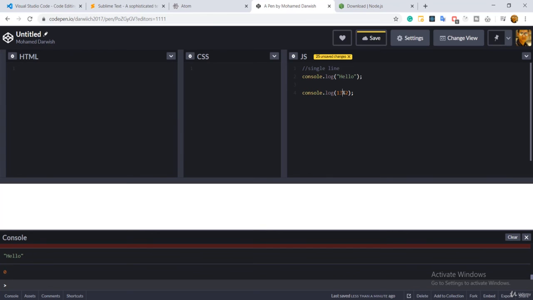Look at that, 13 % 2 will be 1. So if the remainder of the division is equal to 1, that means the number is odd. Otherwise, if it's 0, it means the number is even.